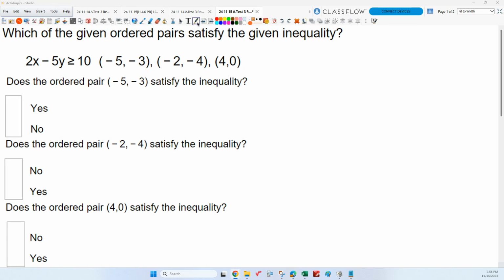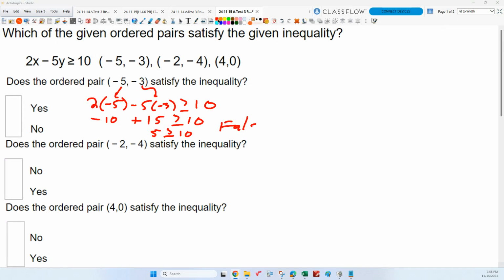What would we get for the first one here? If I plug -5 into this, I'm going to get, for x, 2 times -5 minus 5 times -3 is greater than or equal to 10. Well, what's that give me? -10 plus, negative times negative is positive, plus 15 is greater than or equal to 10. True or false? False. That's false, right? Because that -10 plus 15 is 5. 5 is not greater than or equal to 10.